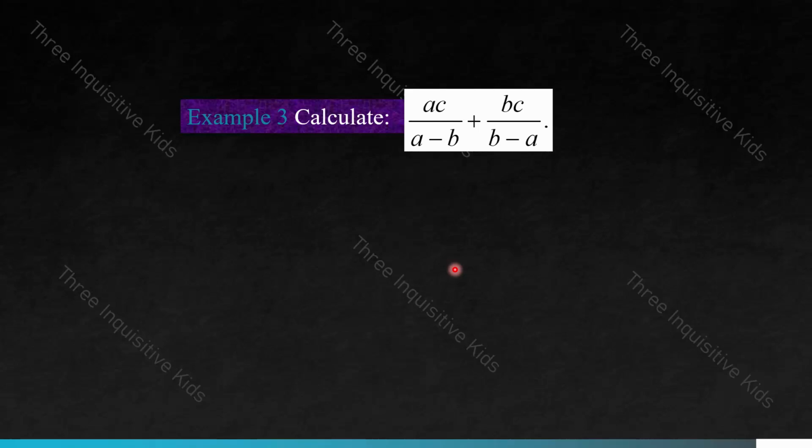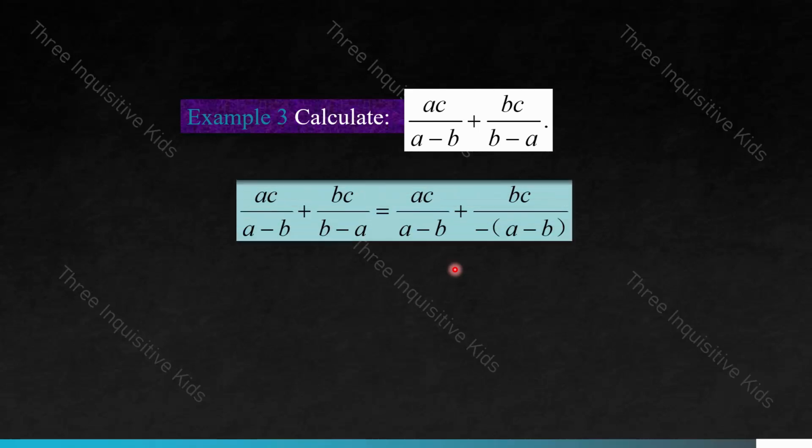Example 3. Calculate the sum of these two fractions. Well, now you'll see that they're not like fractions anymore. But how can you turn them into like fractions? Here's one way you can do it. A lot of you might have tried to just cross multiply and then find the least common multiple for the denominators, but really that's unnecessary. Here's what you can do.